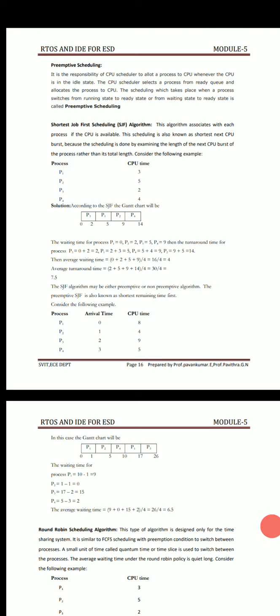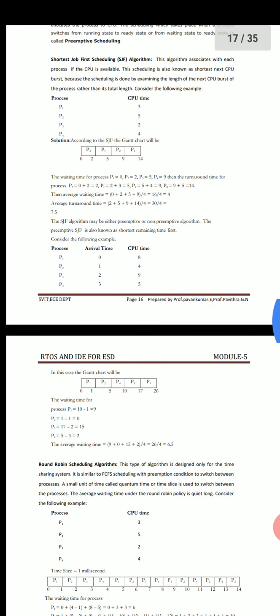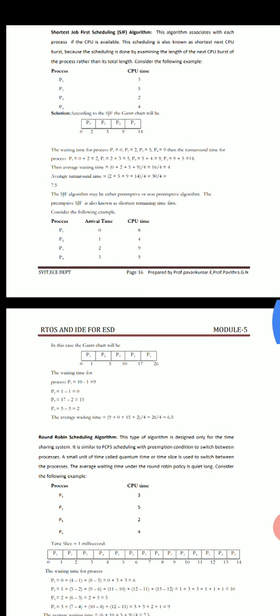7.5. So this is the SJF algorithm, and it may be either a preemptive or a non-preemptive algorithm. You can consider one more example for the shortest job first algorithm. Okay, we can analyze this one.